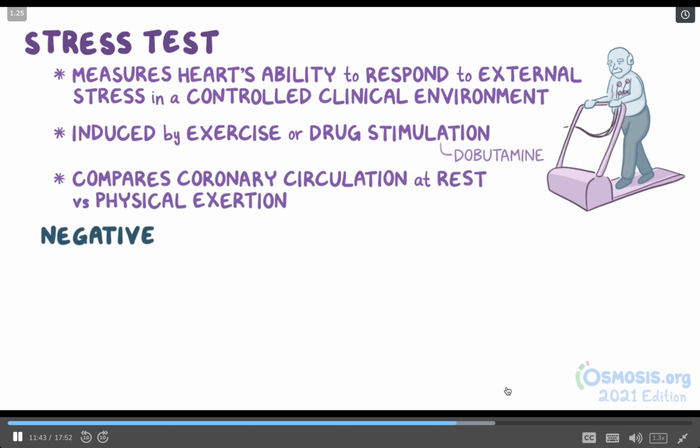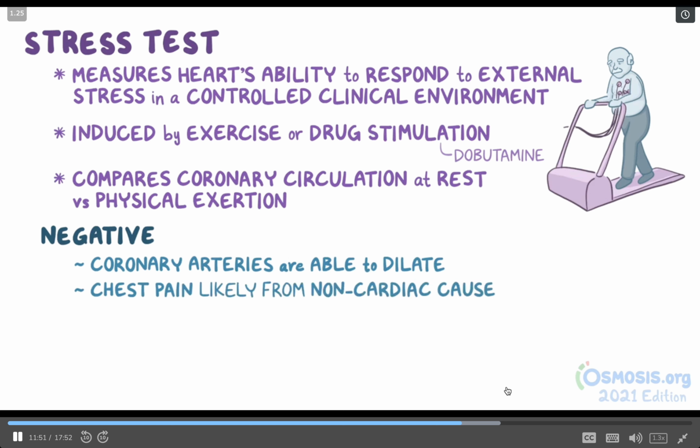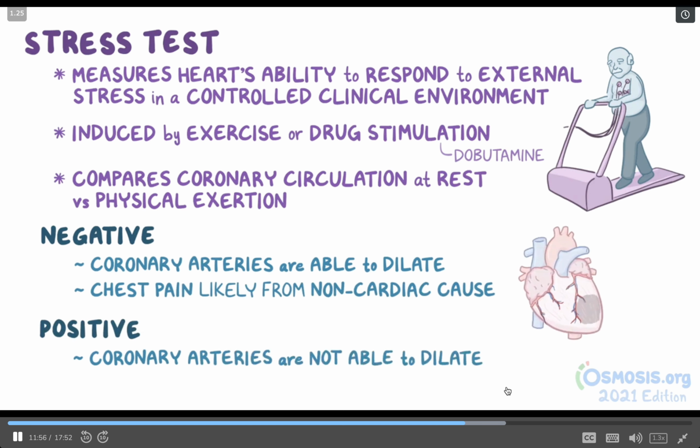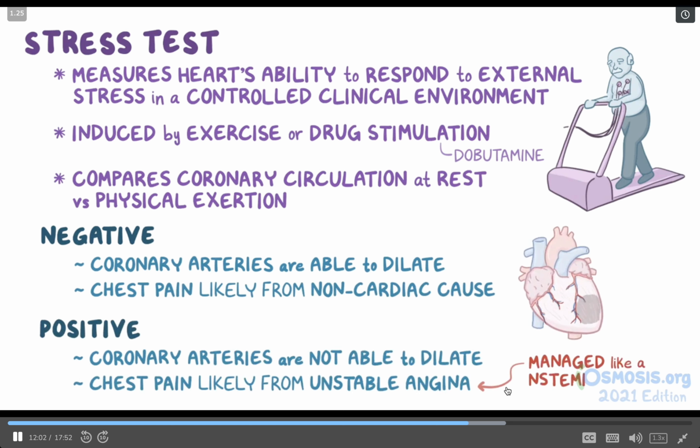A negative stress test means that the coronary arteries are able to dilate and provide more blood to the myocardium when needed, and that the chest pain is likely from a non-cardiac cause. A positive stress test means that the coronary arteries aren't able to dilate, and that the chest pain is likely due to unstable angina, which is managed the same way as an NSTEMI.